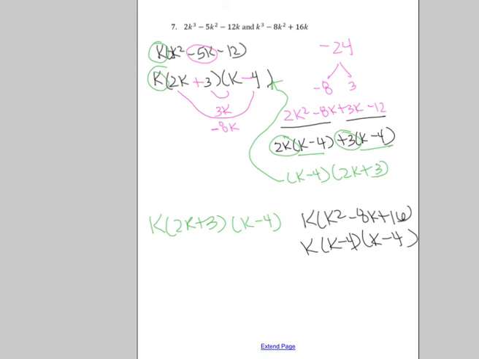Now I would go ahead and find my least common multiple. Okay, so for sure I have k minus 4 squared. I'm going to have a k and then a 2k plus 3. So k, 2k plus 3, and k minus 4 squared.